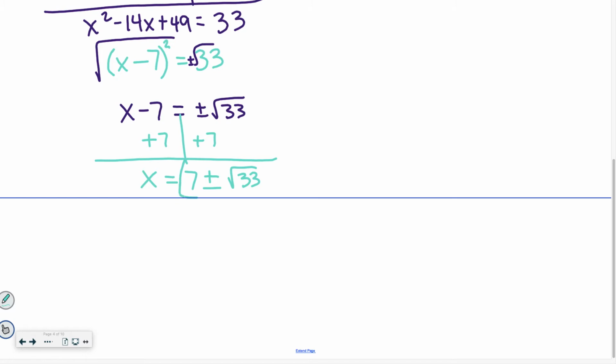This is another instance where you are certainly welcome to use that plus minus. If you don't like using that plus minus, you can type in 7 plus the square root of 33 and 7 minus the square root of 33. And sometimes our online book will tell you to round to the nearest hundredth, so you will have to type that into a calculator to see what the decimal version is. Okay? So make sure you practice both ways. All right, I know that was a lot, so I'm going to quickly recap those steps for you.